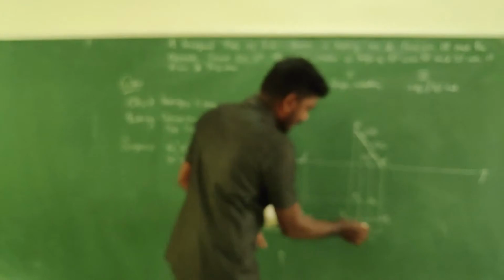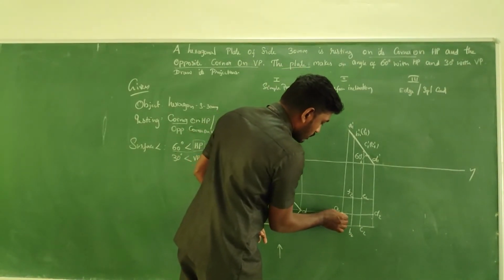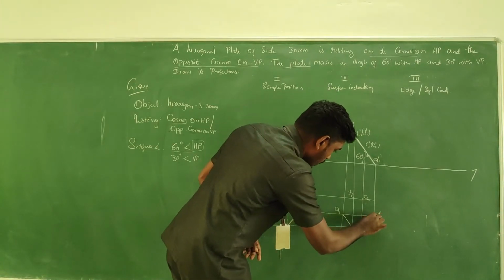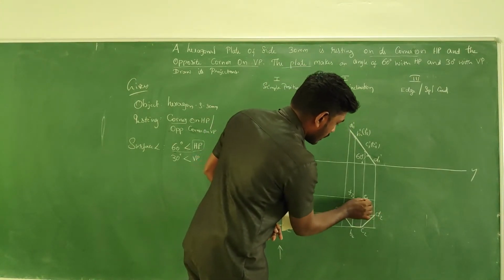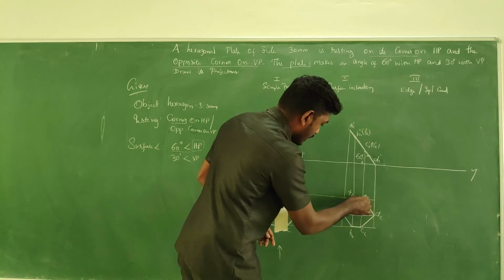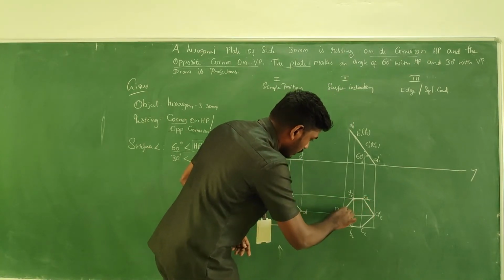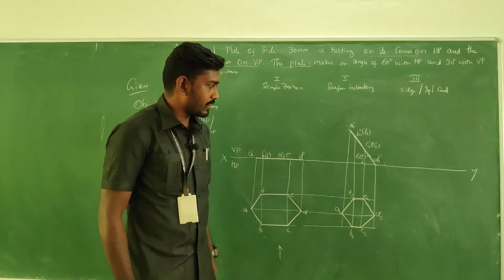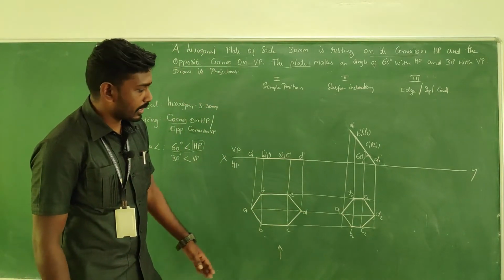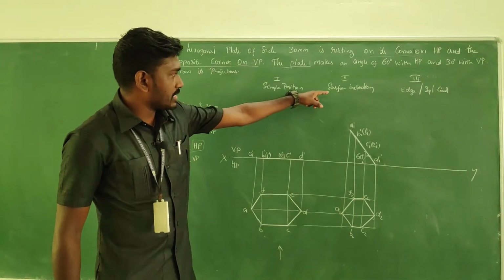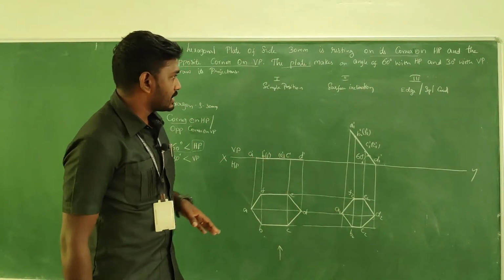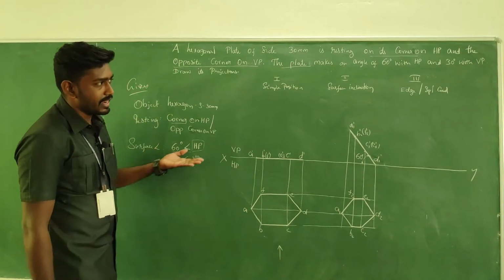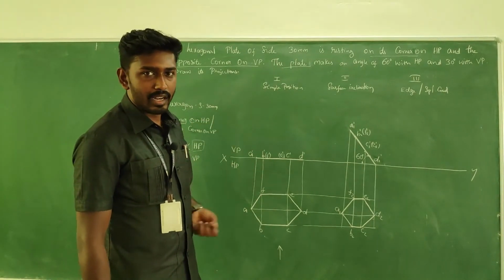Try to join all the edges so that you will get the hexagon, just a skewed size of hexagon will be formed, right? So this is the observation for the surface inclination in the top view. Next is the third stage. As far as this question is concerned, there is no edge inclination.